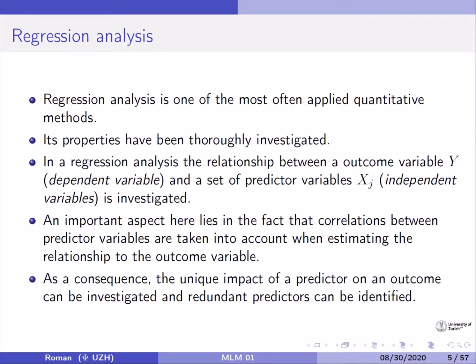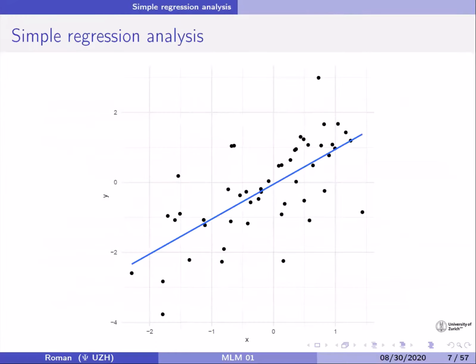Regression is one of the most commonly applied quantitative methods and has been thoroughly investigated. In regression analysis, we look at the relationships between an outcome variable y and a set of predictors x. An important aspect when we have multiple predictors is that correlations between these predictors are taken into account, and this allows us to identify unique or redundant predictors. More on that later. So let's start with simple regression.